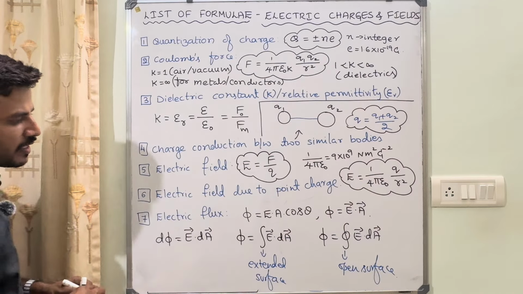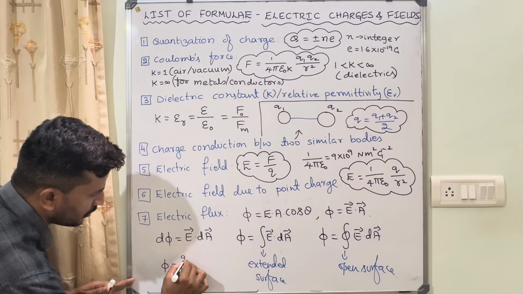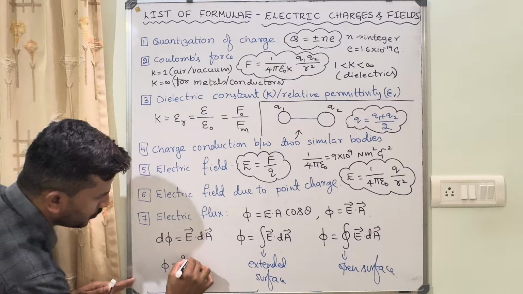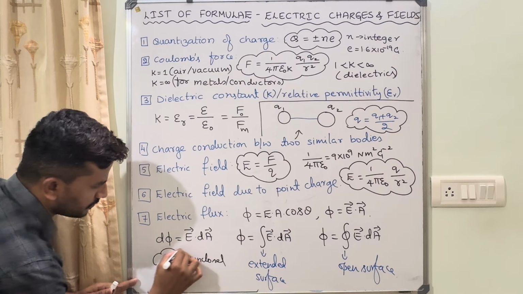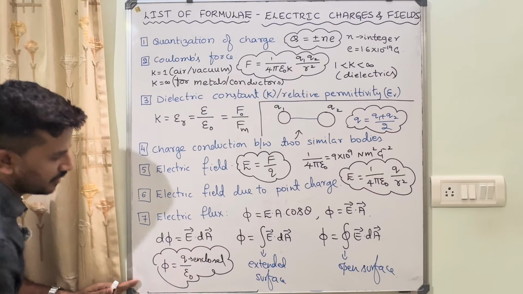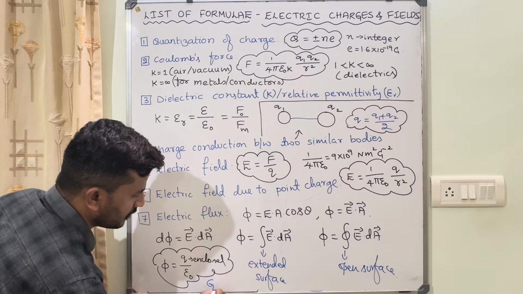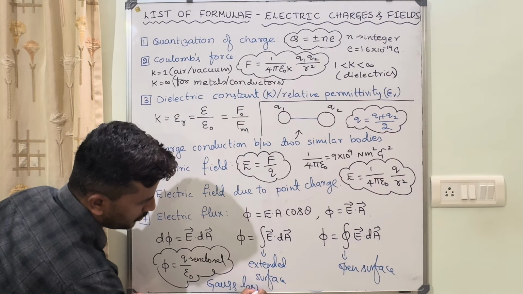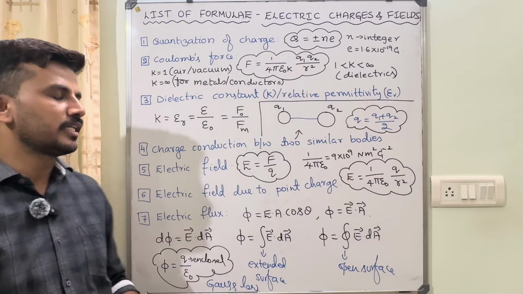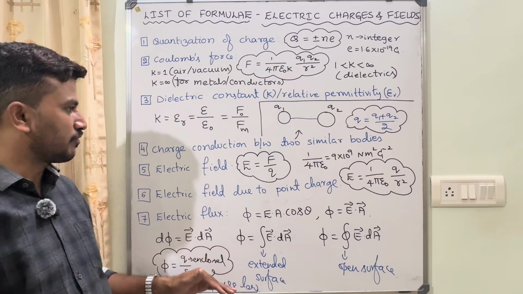There is one more formula for electric flux that is very important. That is given by Q by epsilon naught, or Q enclosed by epsilon naught. This is called Gauss's law in electrostatics. Okay. So this is about electric flux.